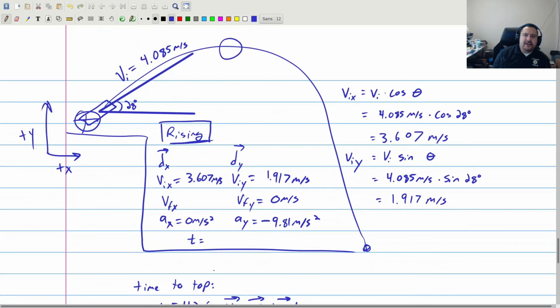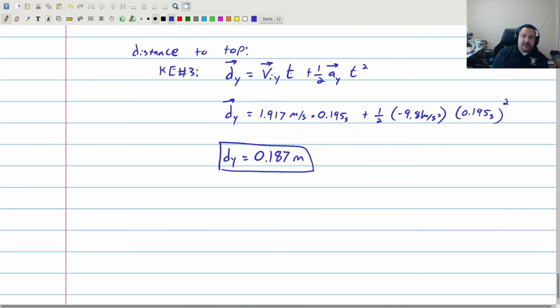So that's how high it's going to go when it rises. But if you look at our diagram, that 0.187 meters only refers to this much of it. It doesn't refer to the whole distance, because now the bottom has dropped out under it since we launched it from the edge of the counter. So because of that, we're going to have to add that in the falling part. So let's deal with the falling part now.